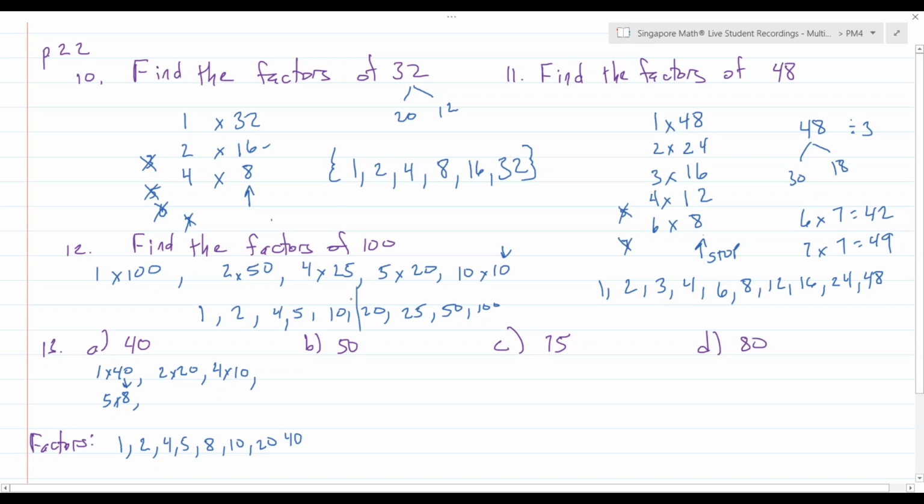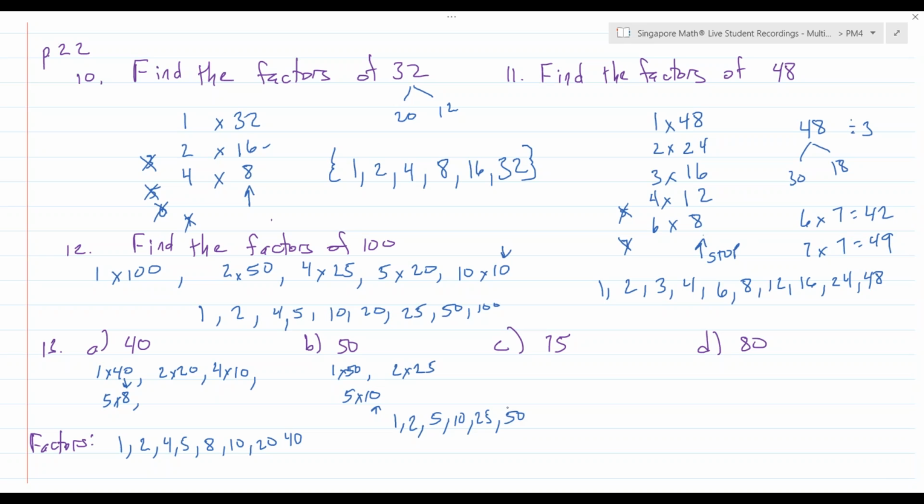How about 50? Well, for 50, we have 1 times 50, 2 times 25, 3 doesn't work, 4 doesn't work, 5 times 10, 6, 7, 8, and 9, if you work on those numbers, none of them work. Since I'm back to 10, I know the factors are 1 and 2, 5, 10, 25, and 50. Those are all of the factors of 50. Notice there are more factors of 40 than there are of 50. And there's really no shortcut. You just have to do the work each time.